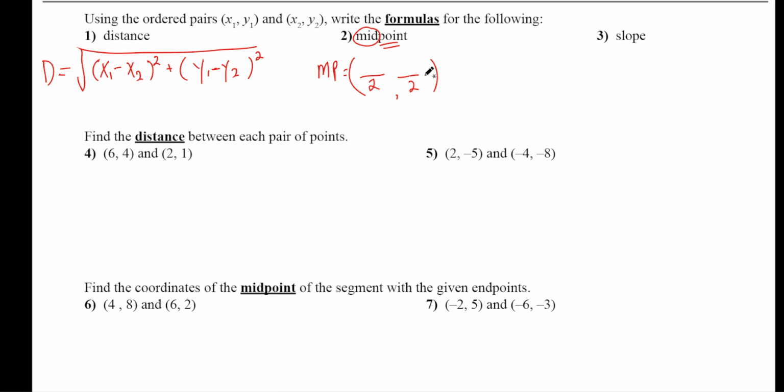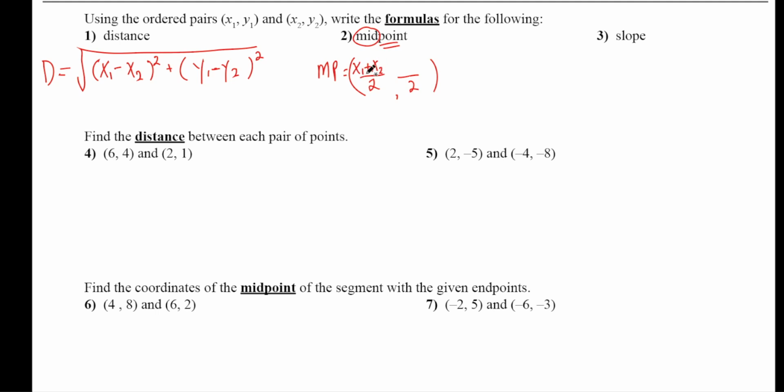And now I can fill it in. Now I got to do something with the x's. What do I do with the x's on midpoint? I add them together. That's right. This time I add them. It's only distance and slope I subtract as well. Midpoint's the only one where I add them together.